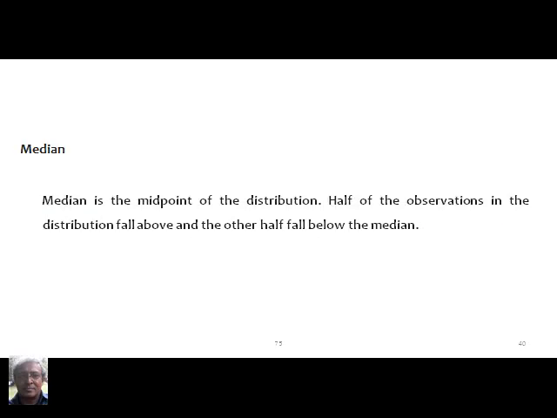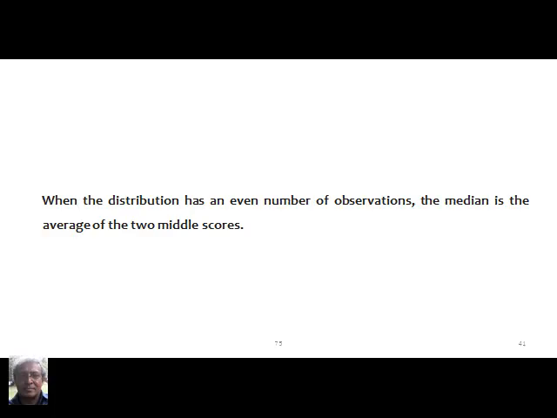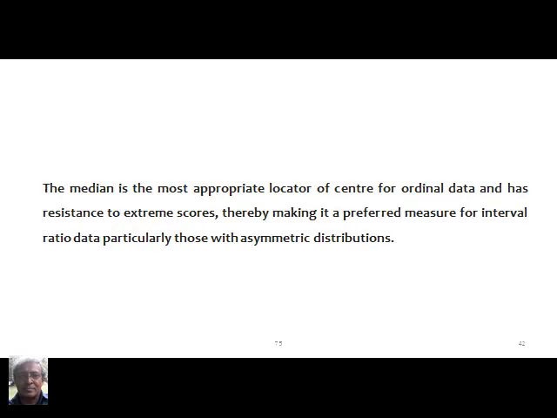Median. Median is the midpoint of the distribution. Half of the observations in the distribution fall above and the other half fall below the median. When the distribution has an even number of observations, the median is the average of the two middle scores. The median is the most appropriate locator of center for ordinal data and has resistance to extreme scores, thereby making it a preferred measure for interval ratio data, particularly those with asymmetric distributions.